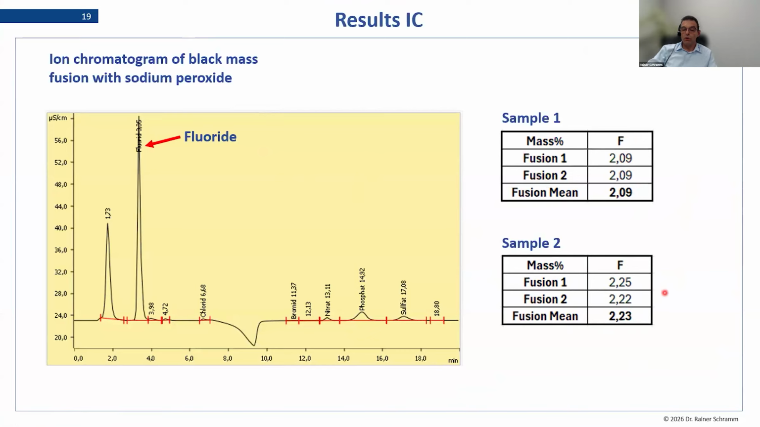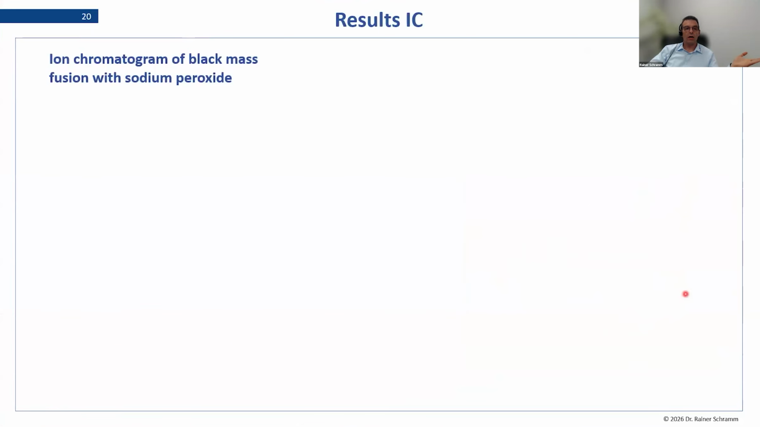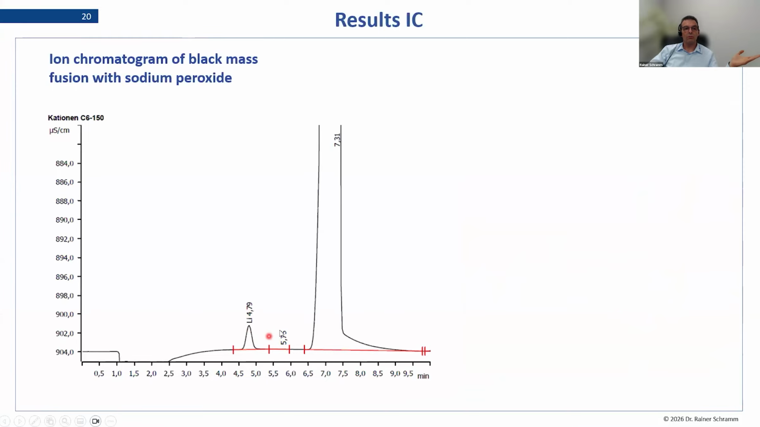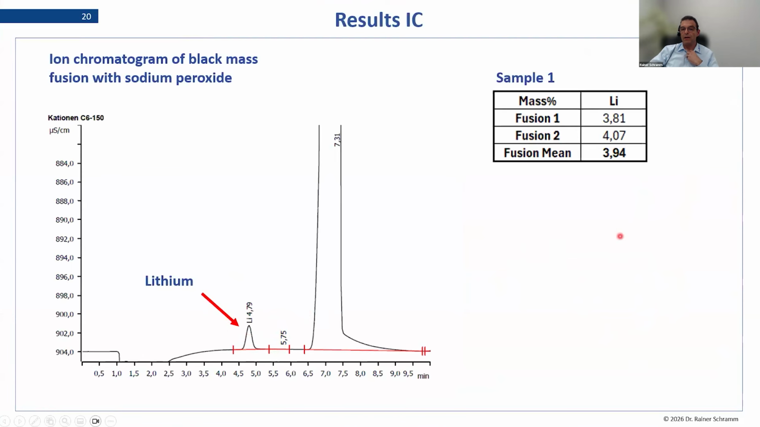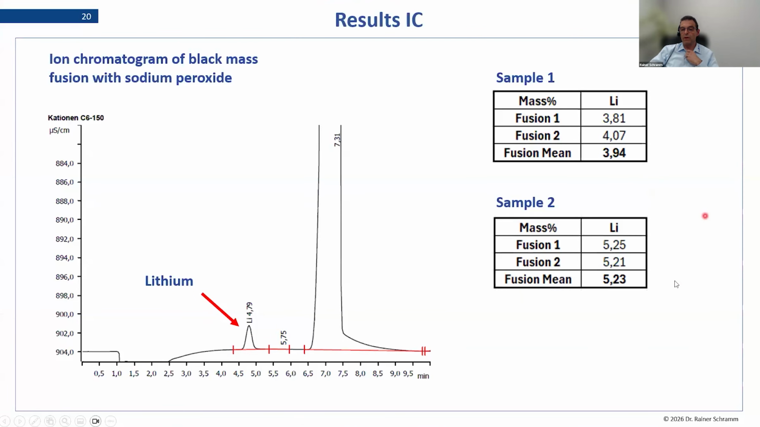When you don't let it stay alkaline, that means you add some acid, then you can analyze the cations. For example, with ICP, or I also did it with ion chromatography. That means now I analyze the lithium in this liquid. And again, with ion chromatography, I get the lithium value out of my liquid solution.